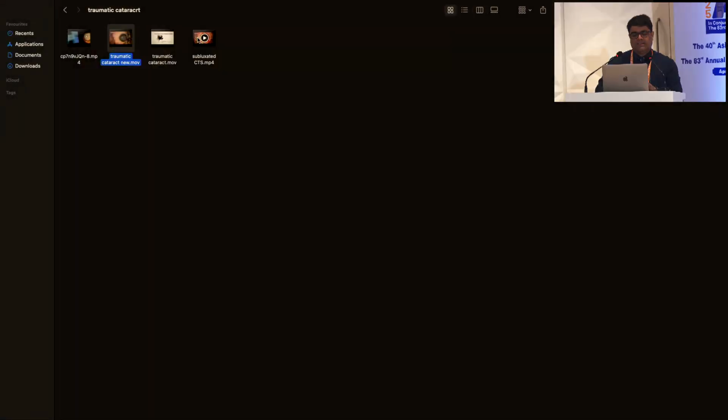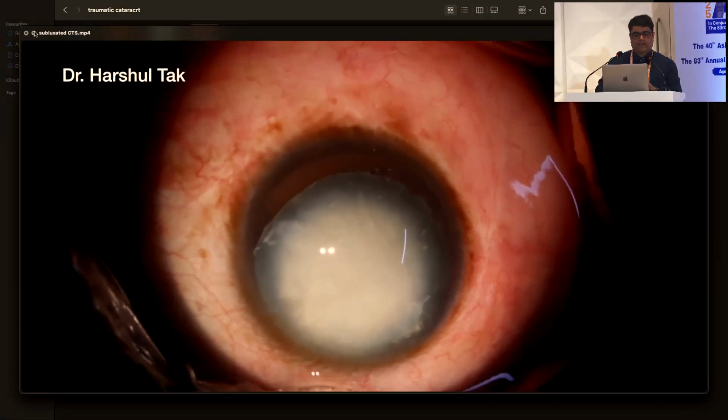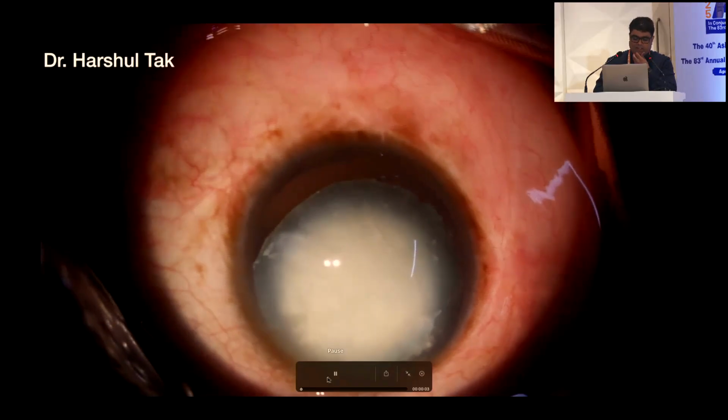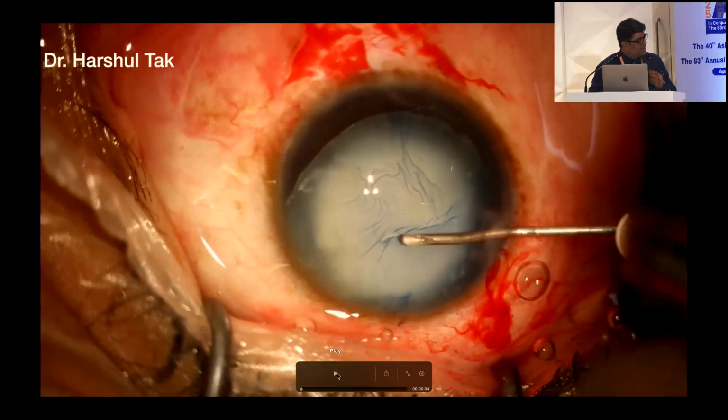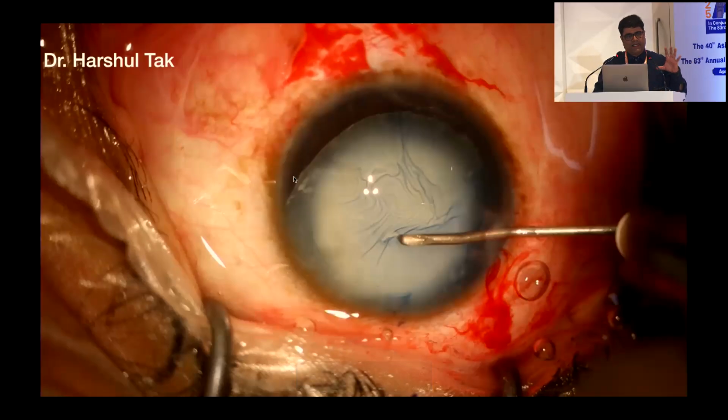This is another case which had blunt trauma, and presented, I think, 2 to 3 months after trauma. You can see that because of this blunt trauma, the patient had subluxation. So it's very important that you dilate the pupil nicely and see the extent of subluxation here. The subluxation was more than 5 to 6 clock hours, and there was also a fibrotic anterior capsule.